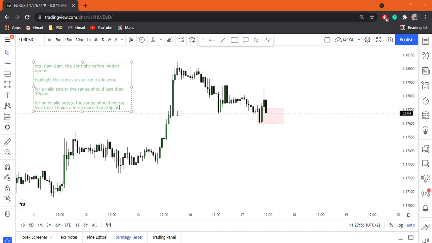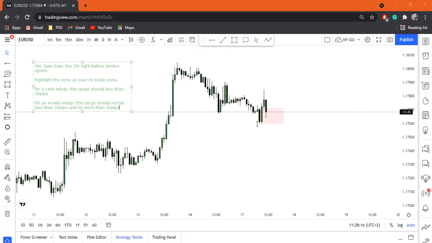So if this candle is less than 10 pips, then there is no trade for you. If it's more than 30 pips, there is no trade for you. It's better to go to another pair and see if you can find a setup there than to force a strategy or a setup on this one.